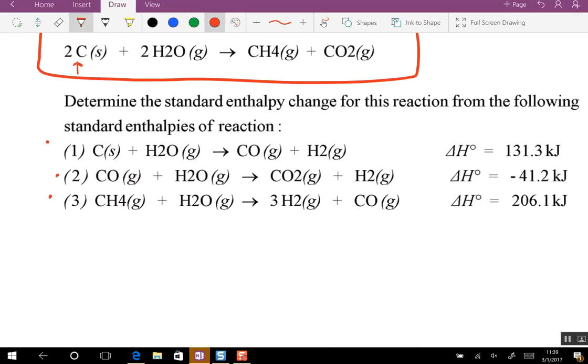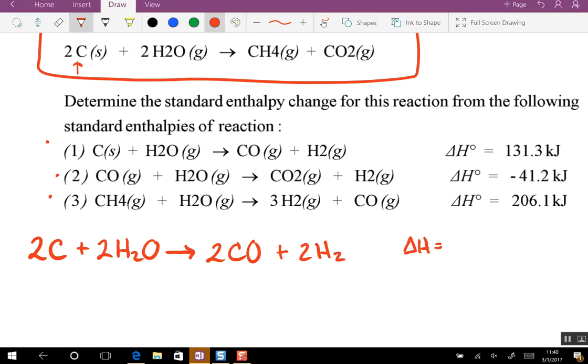Do we have an equation with just plain old carbon in it? Yeah. How many carbons does it have? One. How many do we need? Two. So what do we got to do? Double it. So 2C plus 2H2O goes to make two carbon monoxides and two hydrogens. What do we got to do with our delta H? Double it. Without a calculator, what's it double up to? 262.6 kilojoules. All right. Next.